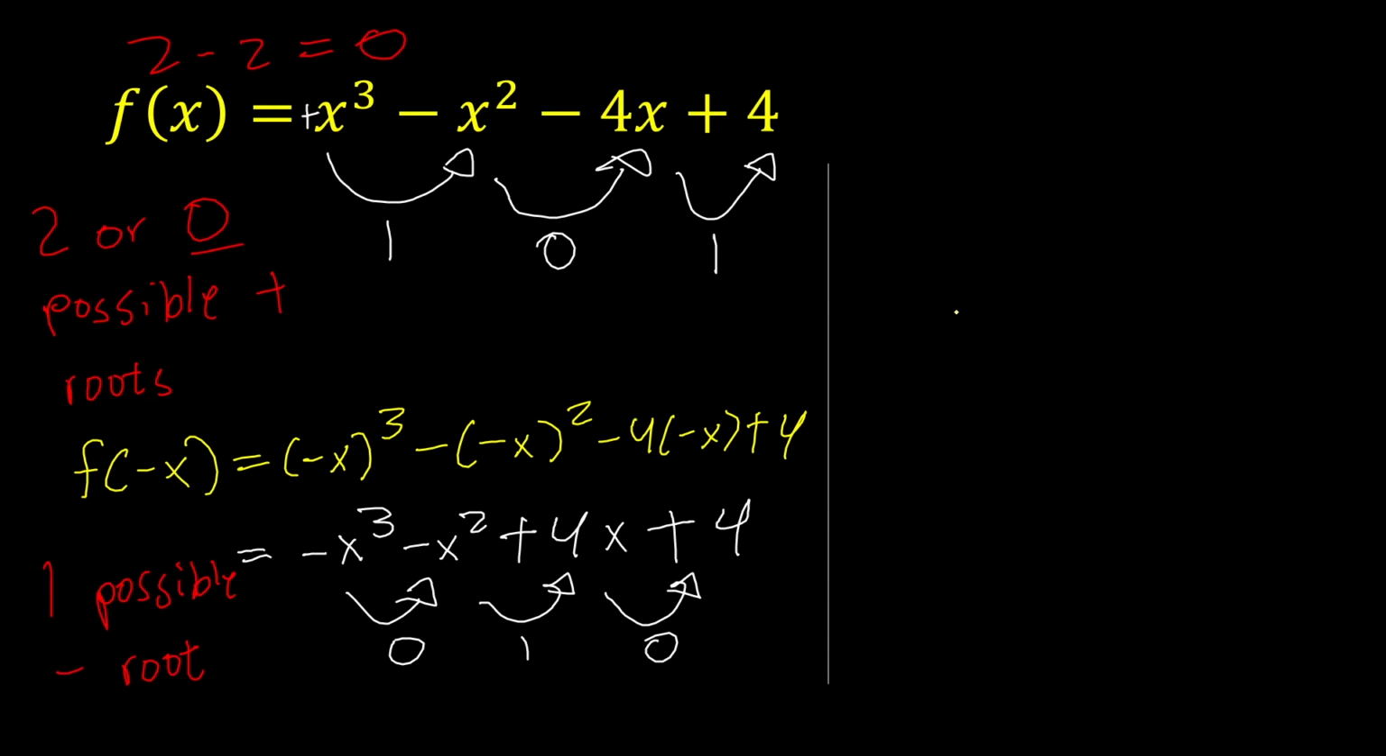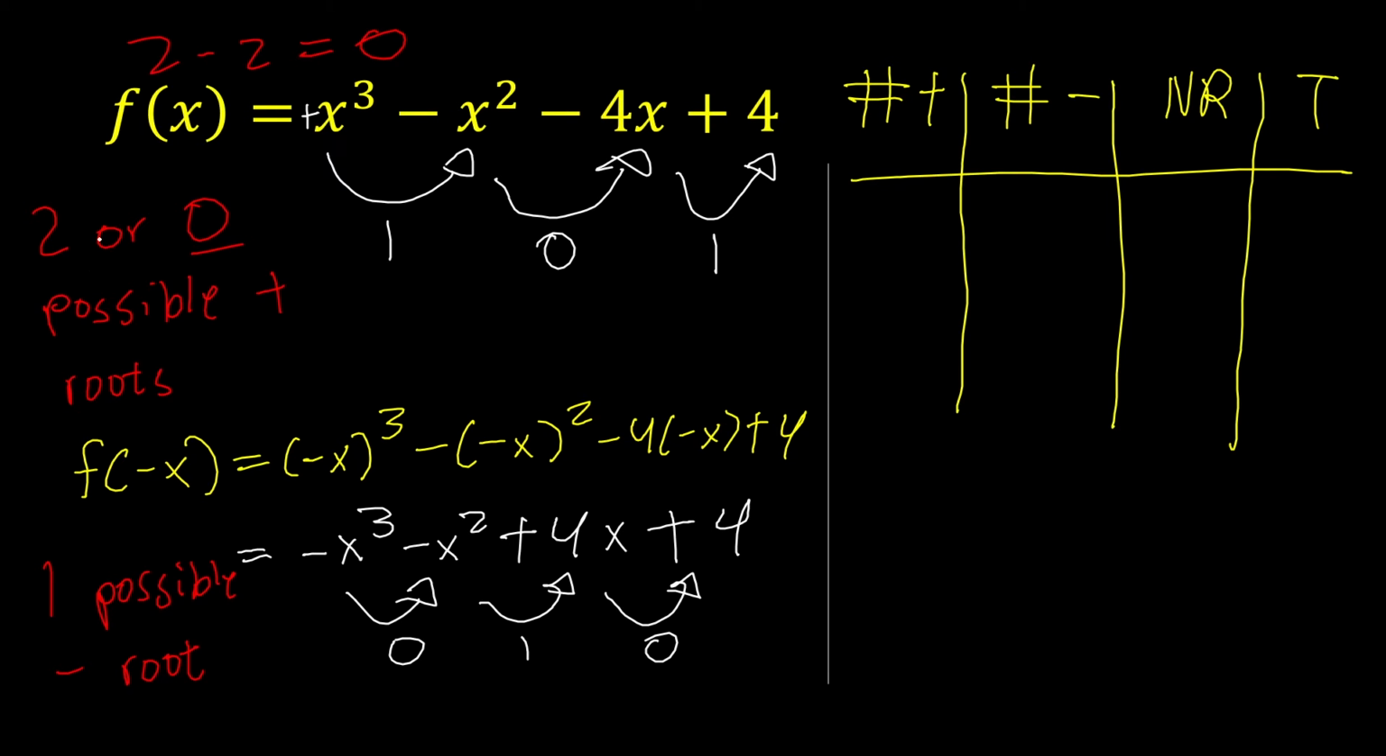After finding the possible positive roots and the possible negative roots of this polynomial function, we can now proceed to finding the non-real roots of this polynomial function. So remember that we have to make a table. As you can see here, there are 2 or 0 possible positive roots. So also place here 2 or 0. And there's only one possible negative root. So we also place here one possible negative root.